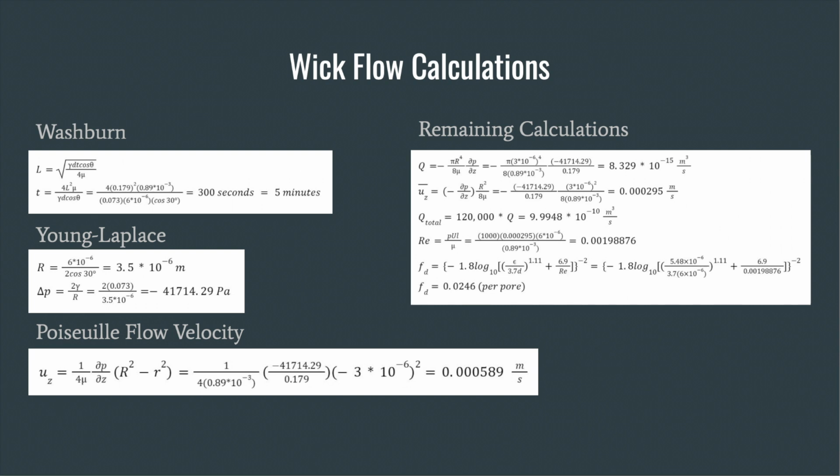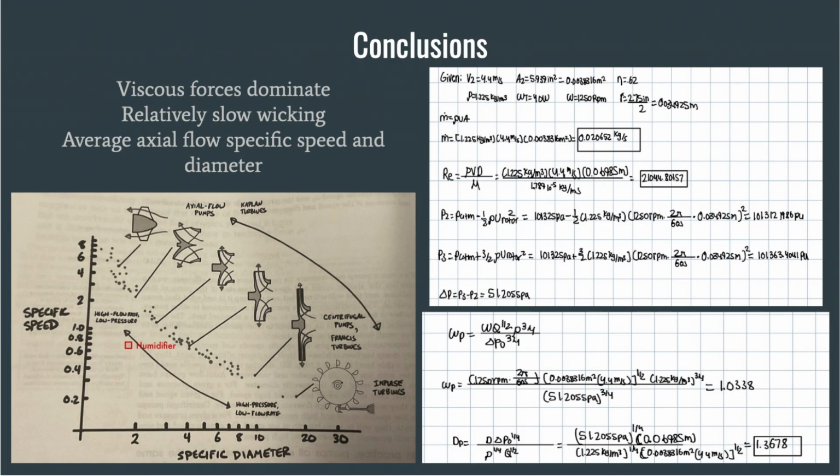Using that and the change in height, we were able to find the Poiseuille flow velocity distribution, flow rate, the mean velocity, Reynolds number, and the viscous dissipation factor. We also estimated the number of pores in the entire wick to be 120,000 to find the total flow rate throughout the wick, but it is extremely small. The velocity and time calculations are also relatively not good if you would expect your humidifier to work instantly. However, 5 minutes is not a terrible time.